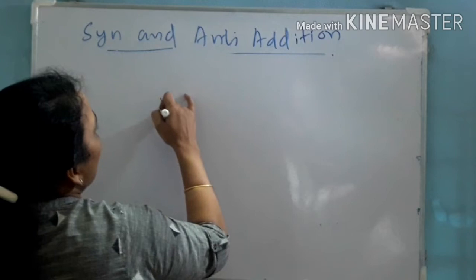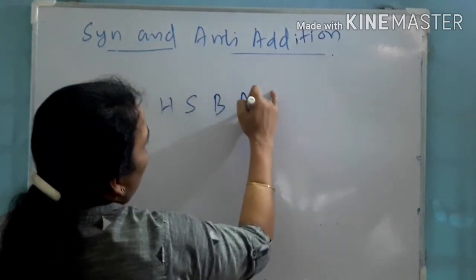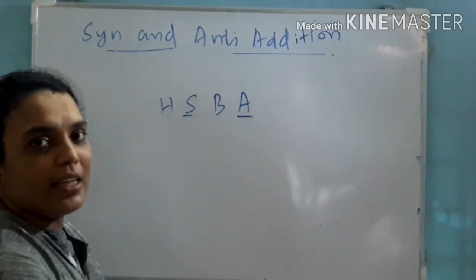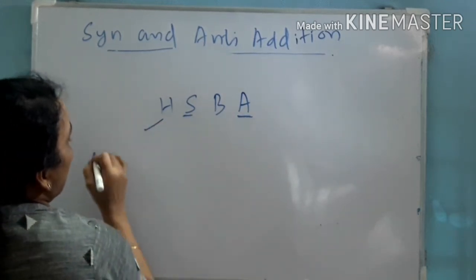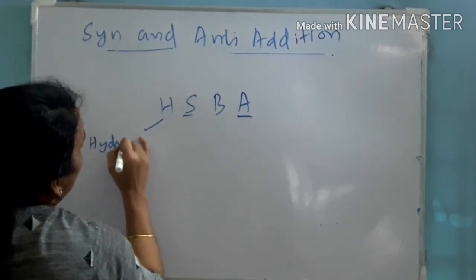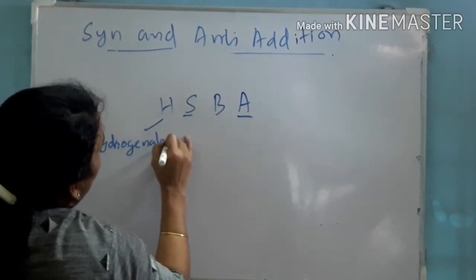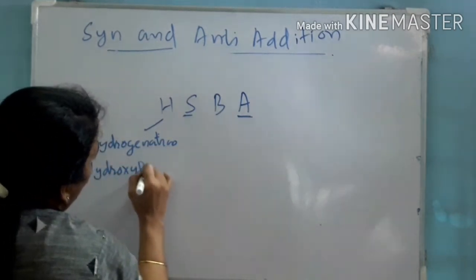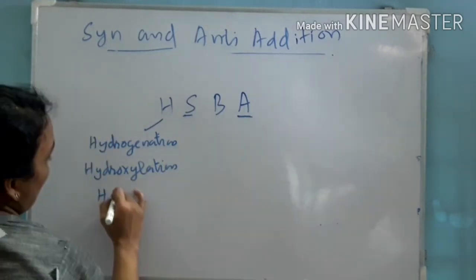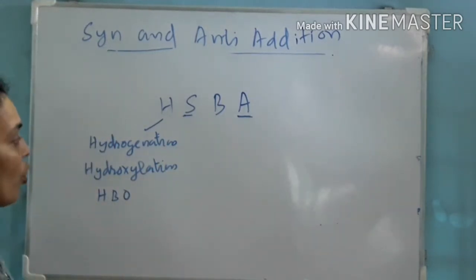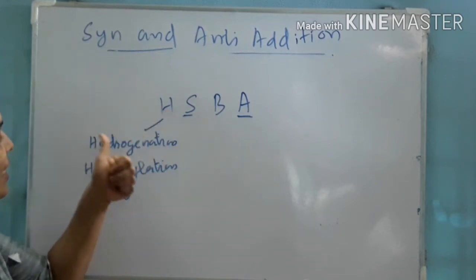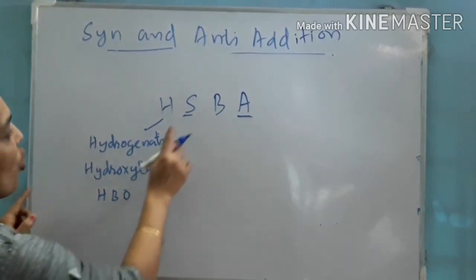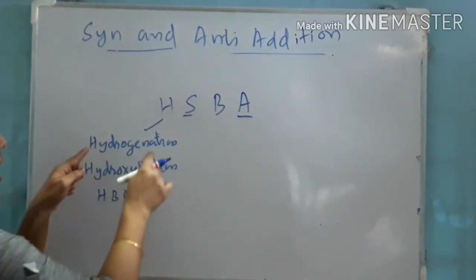So just remember HSBA, where S indicates syn and A indicates anti. Where H indicates hydrogenation, hydroxylation, hydroboration. These all undergo syn addition.